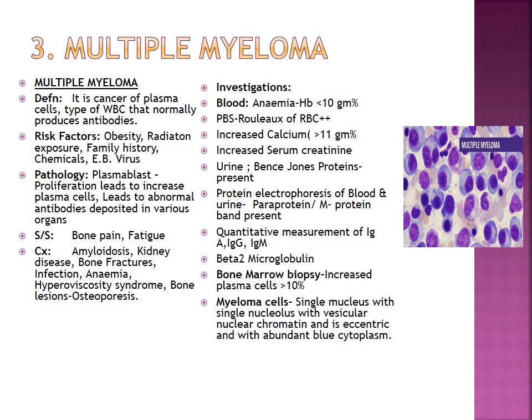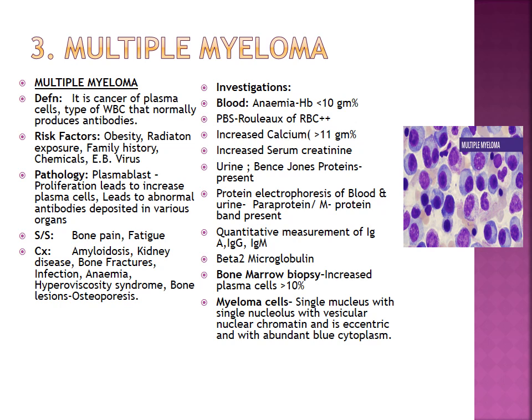Signs and symptoms: bone pain, fatigue. Complications can be amyloidosis, kidney disease, bone fracture, infection, anemia, hyperviscosity syndrome, bone lesions, osteoporosis. Investigation: blood shows anemia, hemoglobin less than 10 gm%. PBS shows rouleaux formation of RBC, increased calcium more than 11 mg%, increased serum creatinine. Urine: Bence-Jones proteins are present.